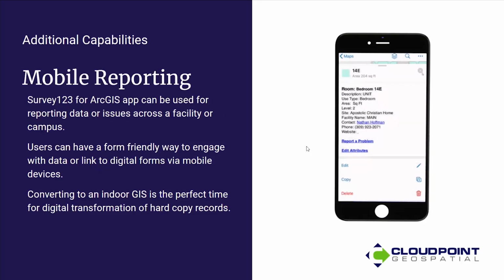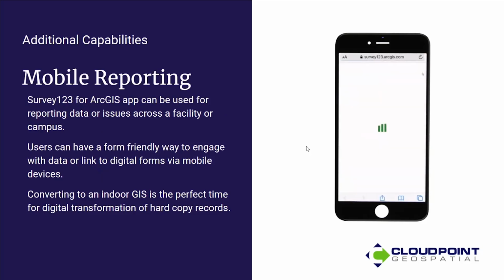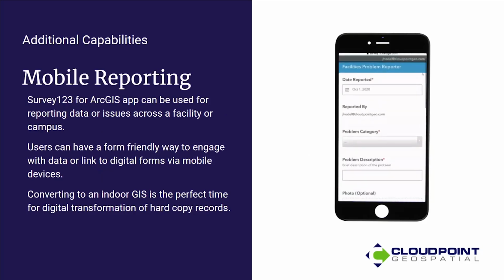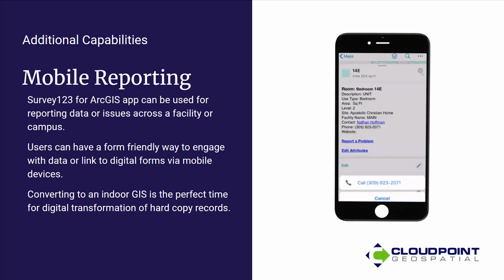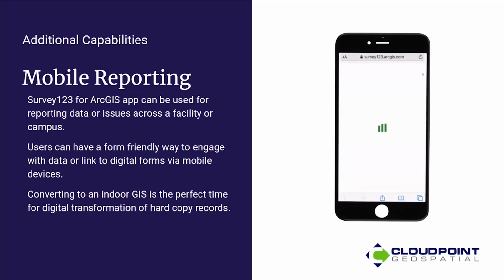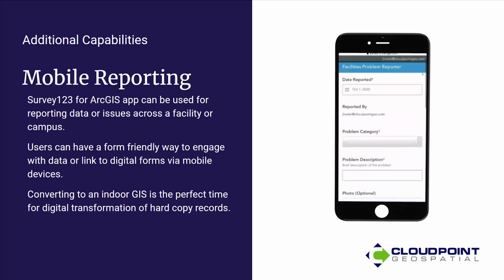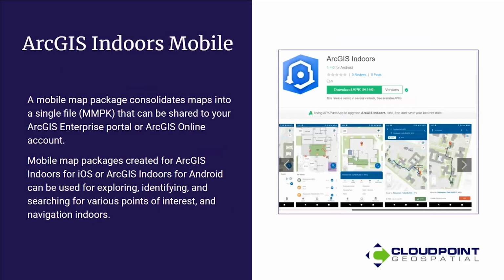We can do mobile reporting utilizing Survey123, allowing for reporting workflows to happen. So if we notice that there's an issue or something that needs to be changed, the Survey123 app will allow you to produce a report and submit that for a data edit request or other requests that may become necessary.